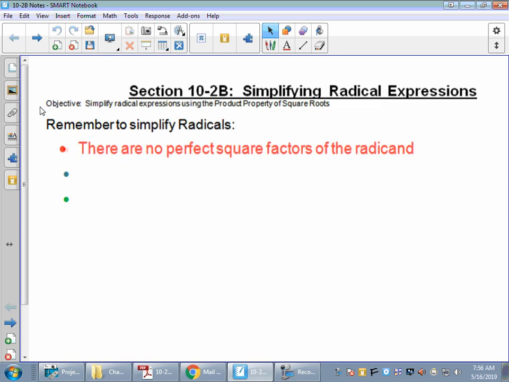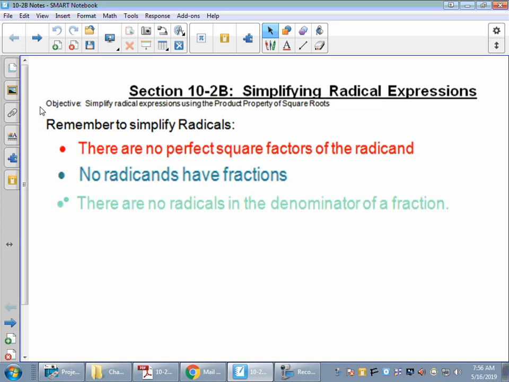So just remember these three things again. When we're simplifying radicals, you can't have any perfect square factors of the radicand. If it's a perfect square, we can take that square and simplify it. Then, no radicands have fractions. And of course, we don't want any radicals in the denominator of a fraction. Those are the three things you've got to worry about.